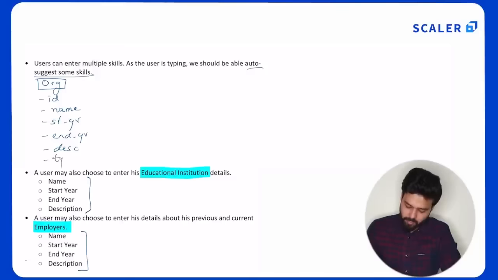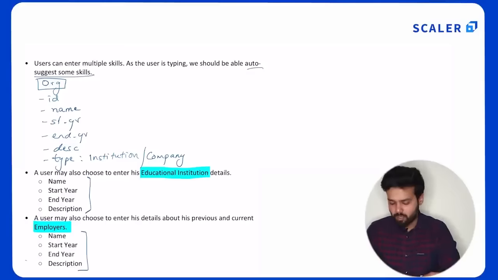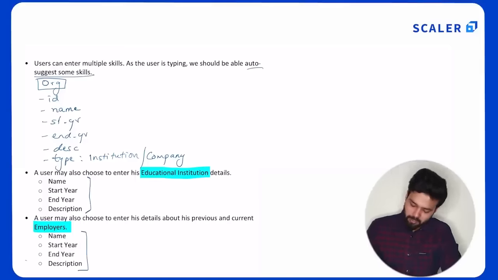And I will need to have one more type. This type will store information of institution or company. So from the looks of it, or for the given set of features, this table works really well. The challenge over here is that what if I want to add other attributes?